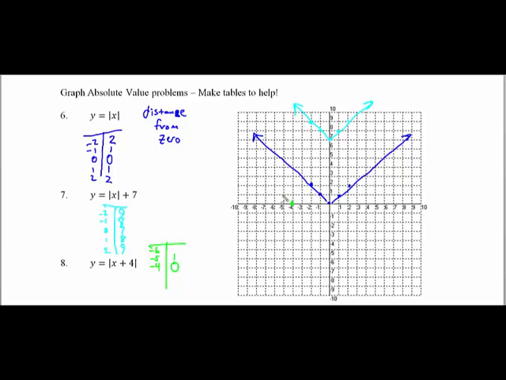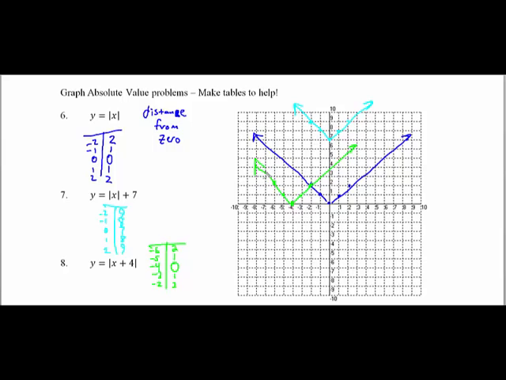The absolute value of that is 1. -6 plus 4 is -2, and the absolute value of that is 2. And then we have -3 and -2. -3 gives me a +1, and -2 gives me a +2. So there is my 1 and 2, and here is my graph.